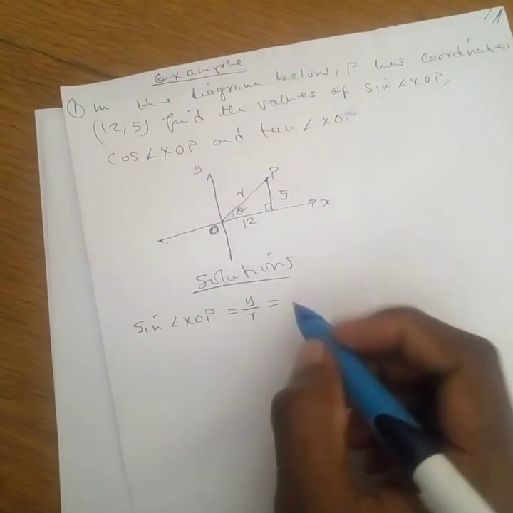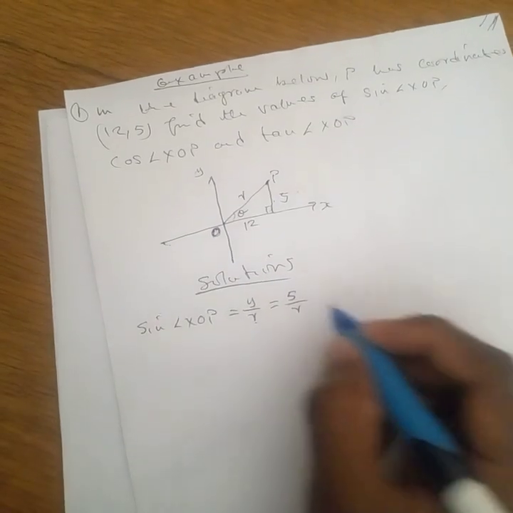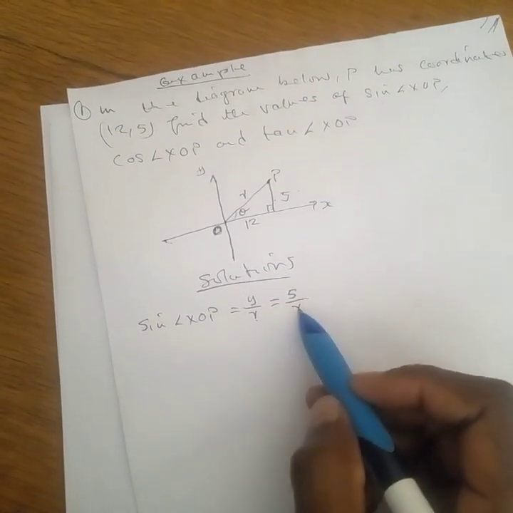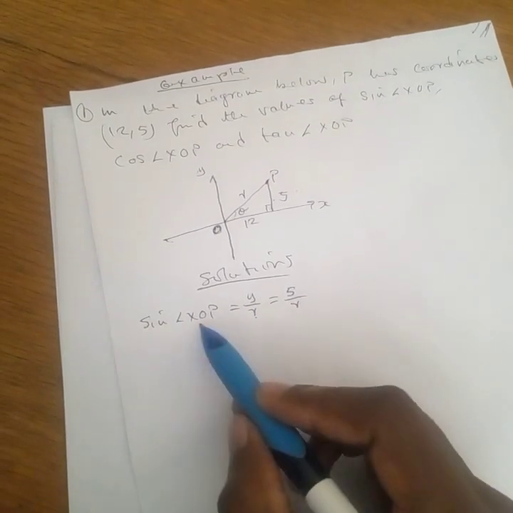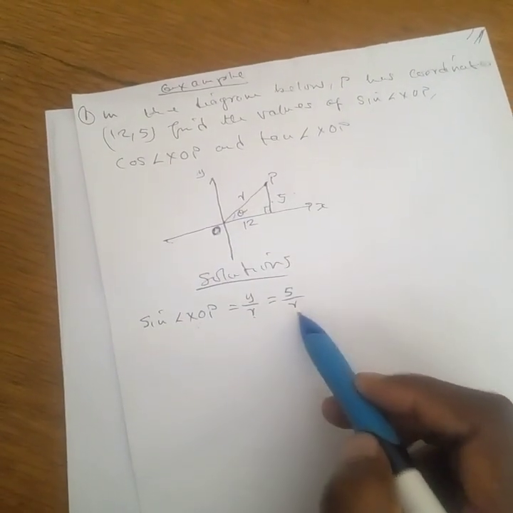What is the value of y? It is 5. What is the value of r? We don't know, so we just write it like that. If we don't know the value of r, we need to find it in order for us to be able to find the sine. Okay, so how do we find the value of r?